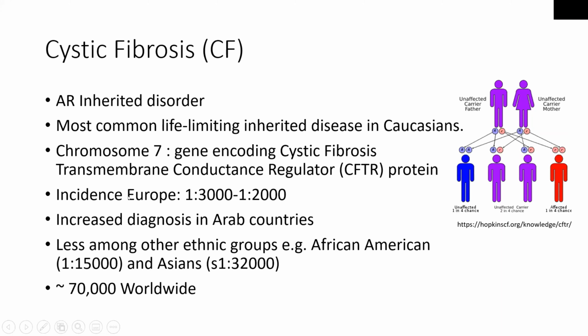In Europe, or in countries in which there are newborn screening programs, the incidence is about 1 to 3,000 or 1 to 2,000 live births, depending on the country. There is an increasing diagnosis among Arab countries, but there is no newborn screening program. Among other ethnic groups, like African Americans or Asians, the incidence is significantly less. About 70,000 patients with CF are present worldwide.